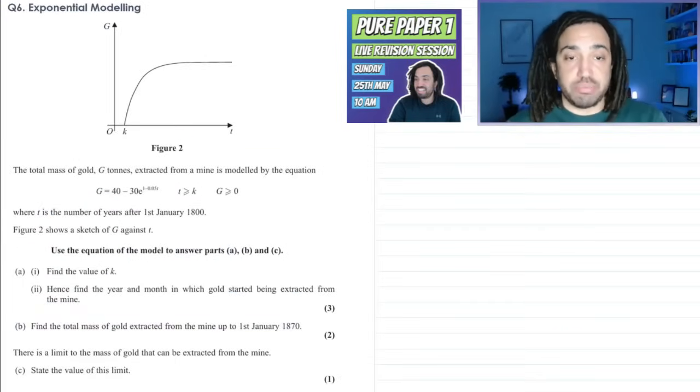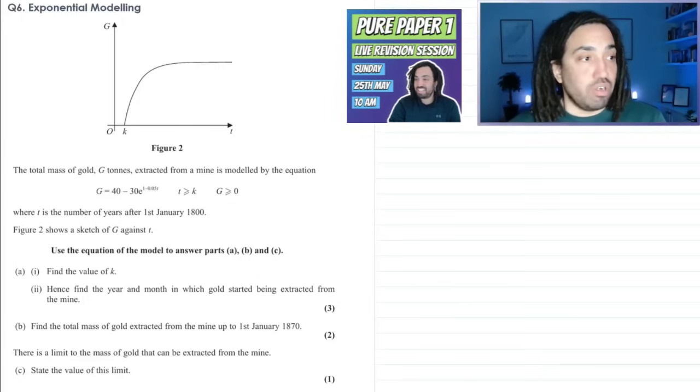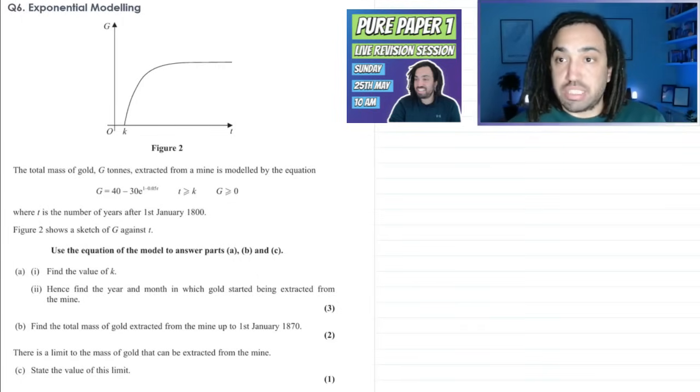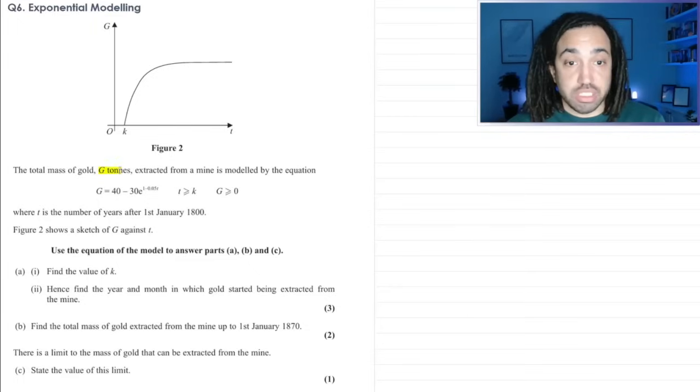Question number 6, exponential modelling. We've got a graph here. And really important with any modelling question is just to highlight the units. So it says here G is in tons, and it says that T is the number of years after the 1st of January 1800. We've got our function for G, and we've got a sketch as well, and it's asking us first off to find the value of K.